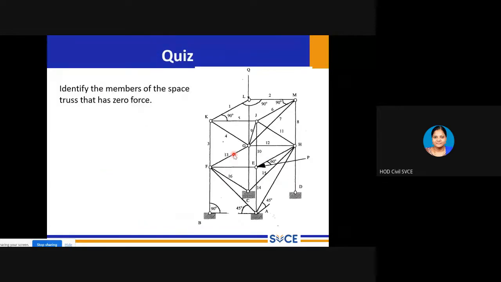Now, can you identify for the given truss which member forces are 0? JK and another member, force has been given by Mr. Karthikeyan as a 0 force member. Now can you explain what is the reason for that, Mr. Karthikeyan sir?